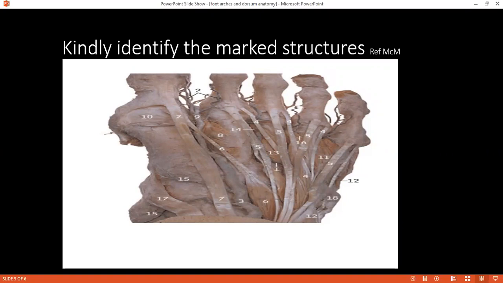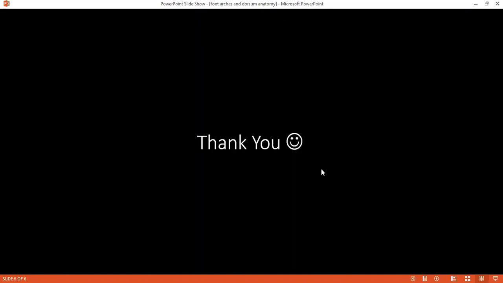Okay, this is like your homework for tomorrow. I've not done the muscles and blood vessels. Good, thank you. So we will do this tomorrow. Good one.